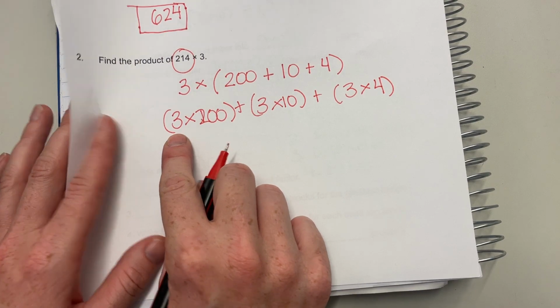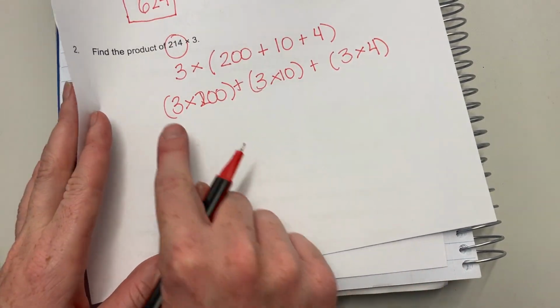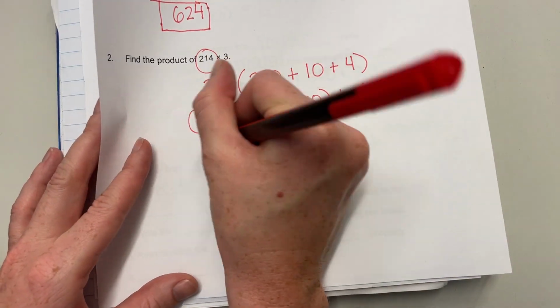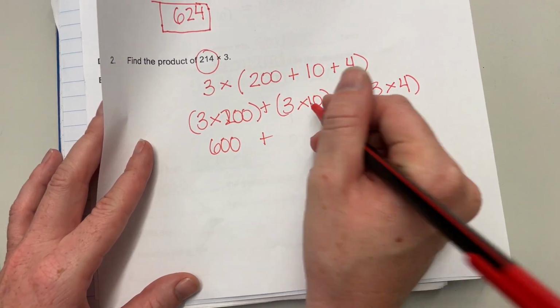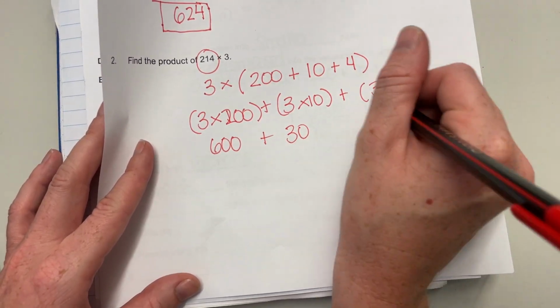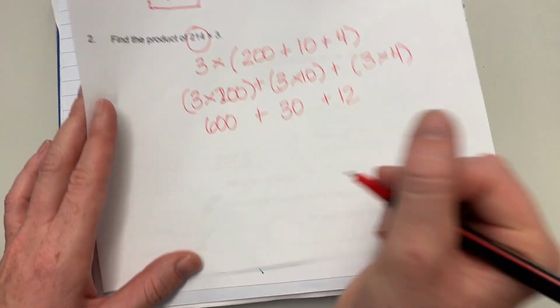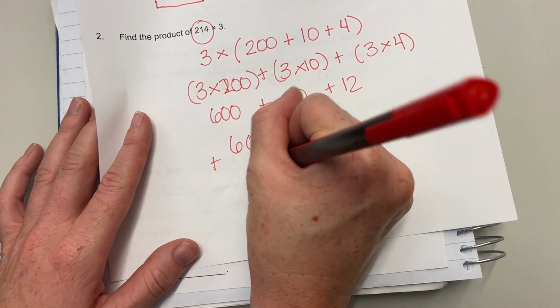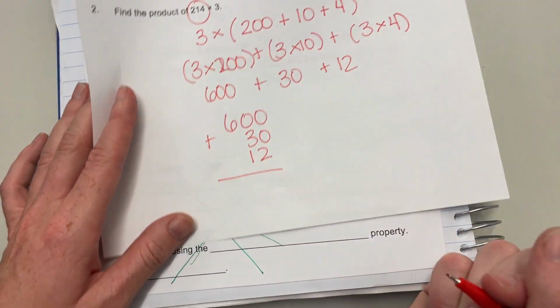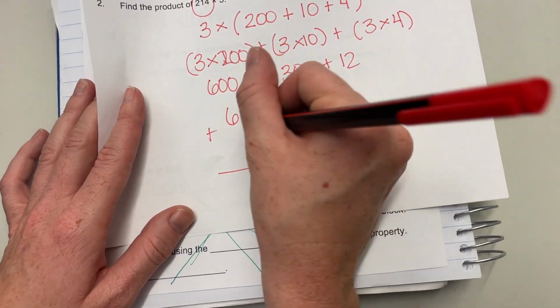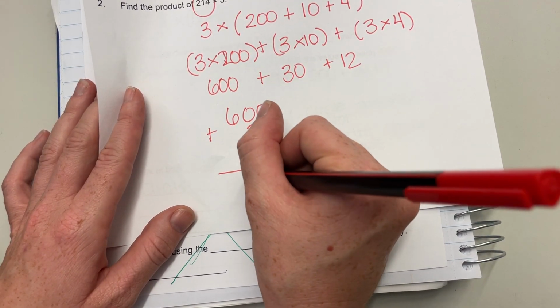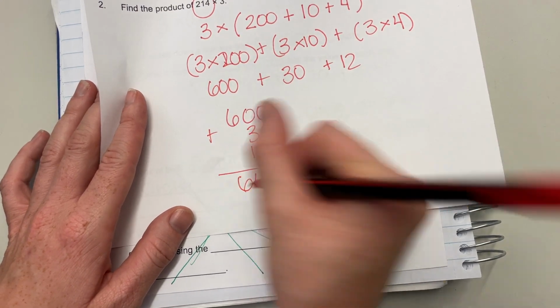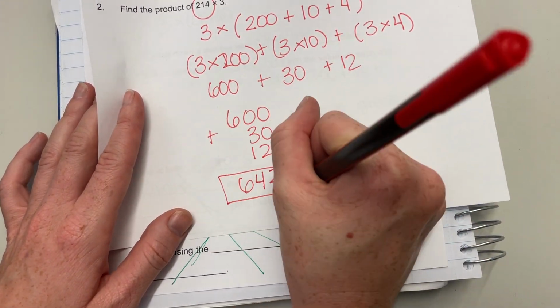Okay, so now I'm solving. 3 times 200 is 600. 3 times 10 is 30, and 3 times 4 is 12. So now I'm adding to solve. 0 plus 0 plus 2 is 2. 0 plus 1 plus 3 is 4. 6 is just 6. So my answer is 642.